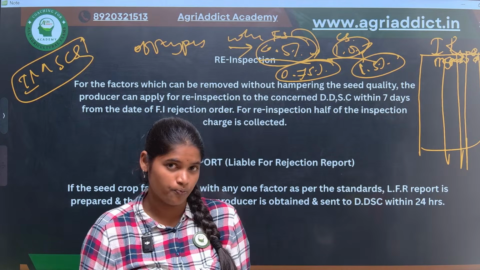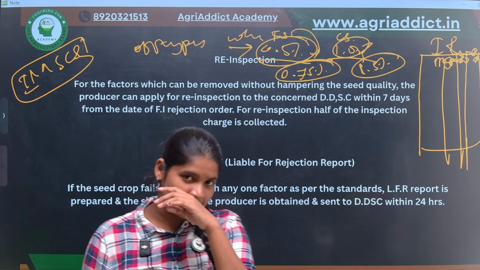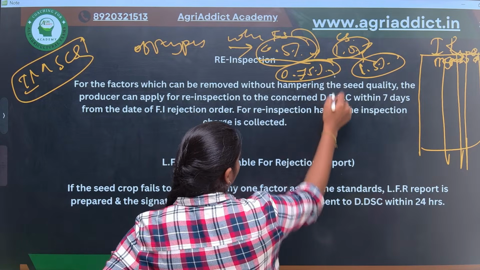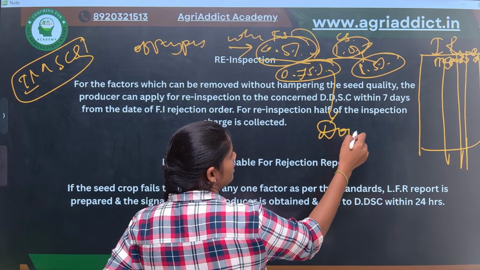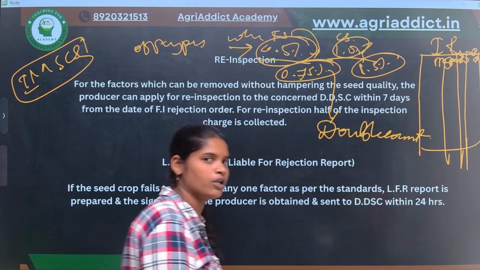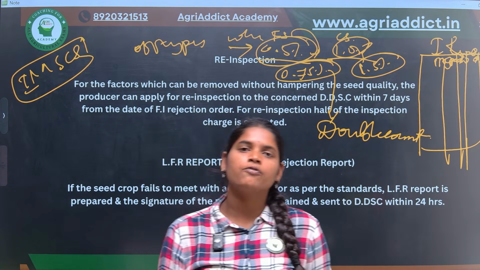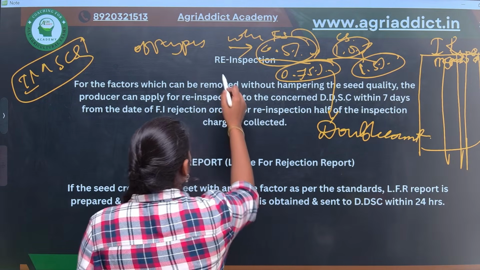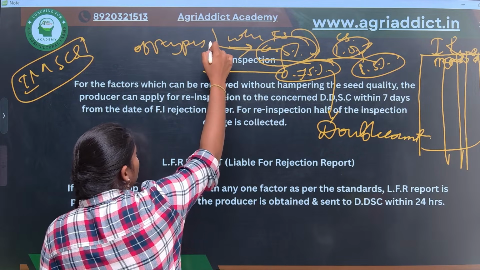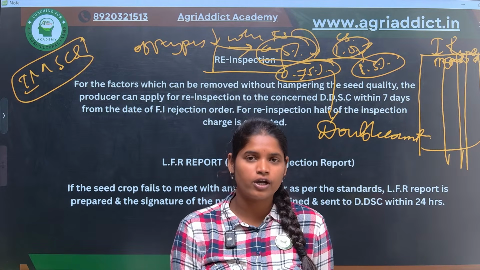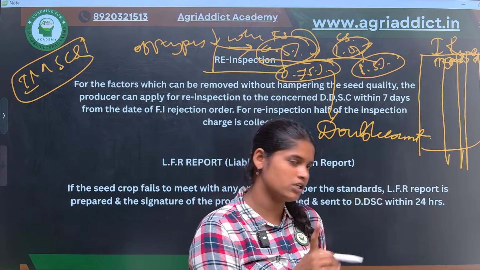Then what to do? Do we go for rejection of the field? No. Then we have to go for re-inspection. That is, we have to again go for the counting. Again, we have to check for the off types or any other impurities. That is called re-inspection. It should be done at the request of the seed producer. Only with the request of the seed producer will it go.